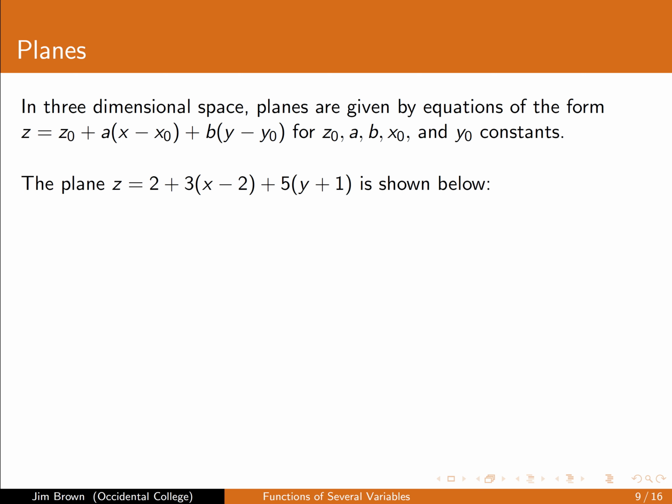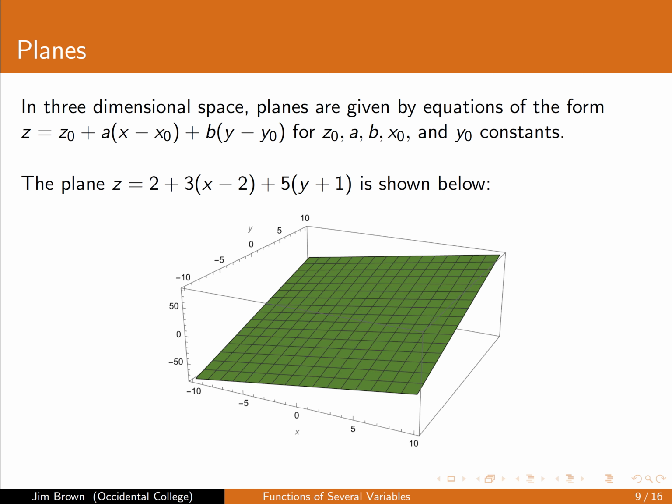Planes are going to be very important, so we want to remember that this is what planes look like. So if I take a particular example here, where z0 is equal to 2, a is equal to 3, x0 is 2, b is 5, and y0 is negative 1, we get a plane that looks like this. Just a flat plane.